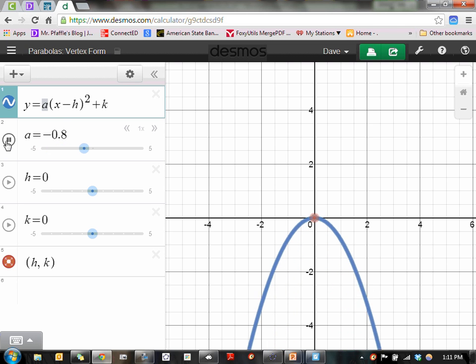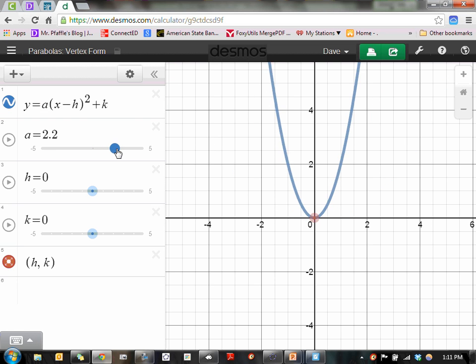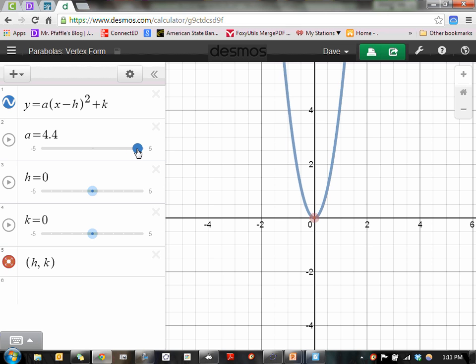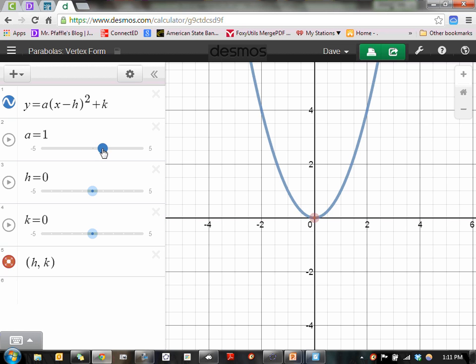Because it's negative. Anytime A is negative, it's going to be frowning. Anytime A is positive, it'll be smiling. The bigger the number, the steeper it is, the more vertically stretched it is. What happened when A was a 0, by the way? Did you see that? It's a constant. So we no longer have a quadratic anymore. It's just a constant. So let's leave this here at 1 for a little bit.